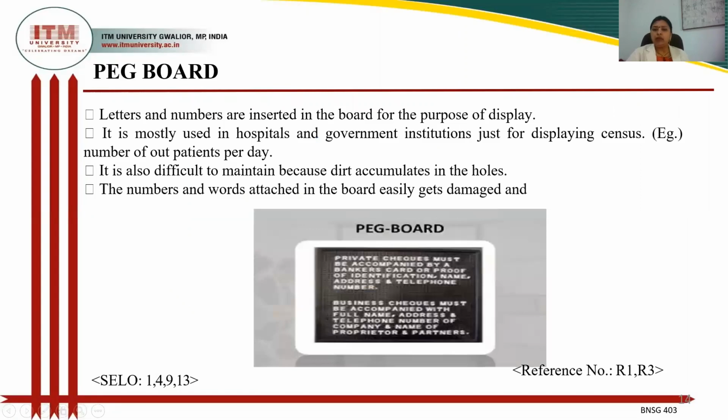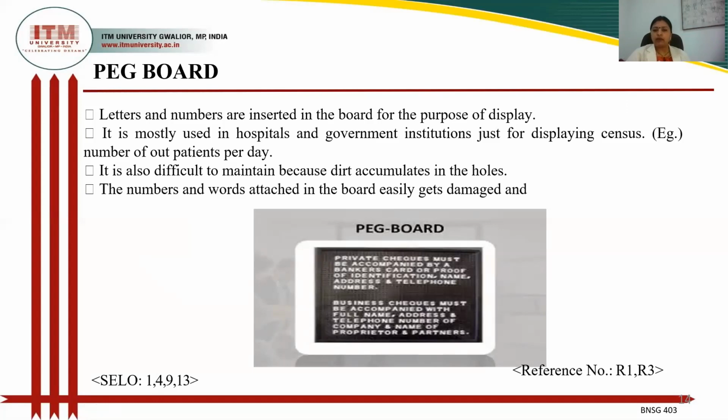Next, the pegboard. You might be familiar with this type of board. A pegboard is a board with holes in it. These boards are especially used in hospitals, hotels, banks, and some government institutions. Here we have letters which we can fix into these holes and display. Letters and numbers are inserted in the board for the purpose of display.